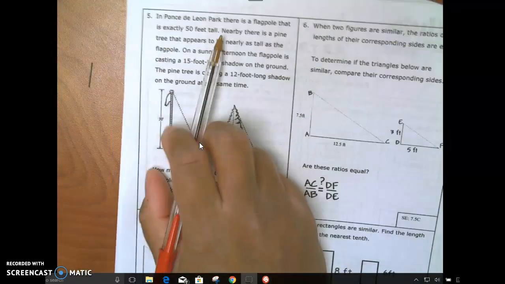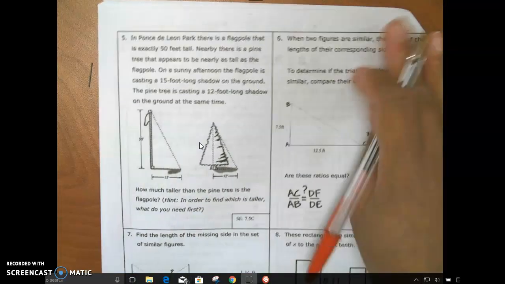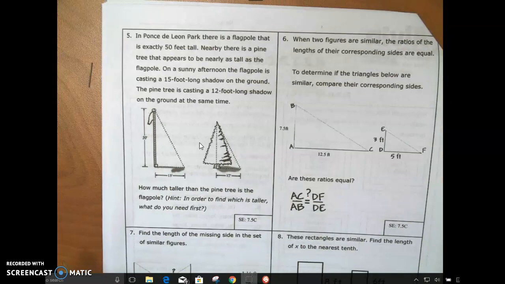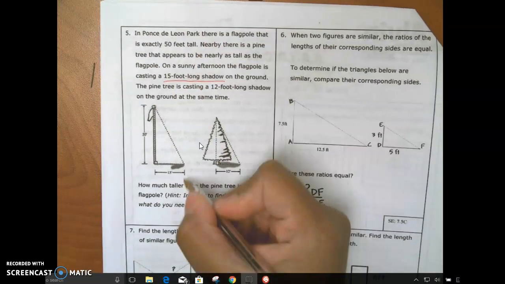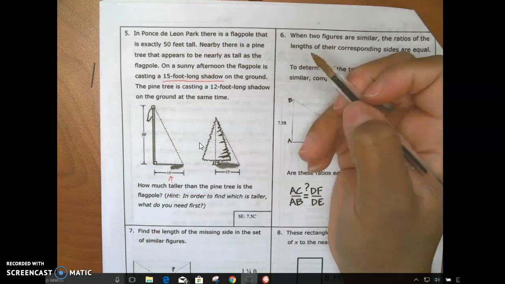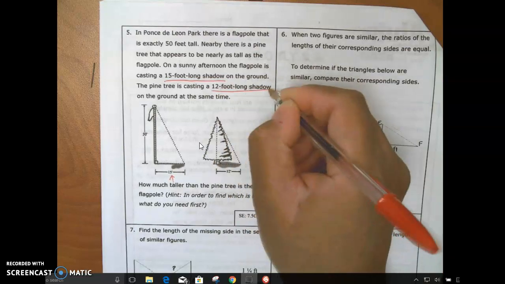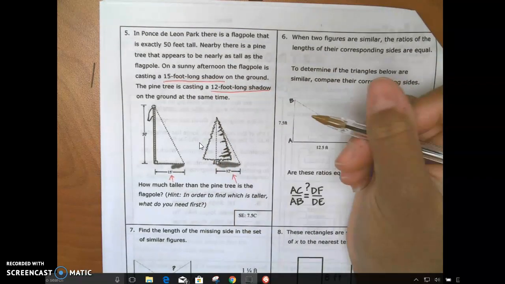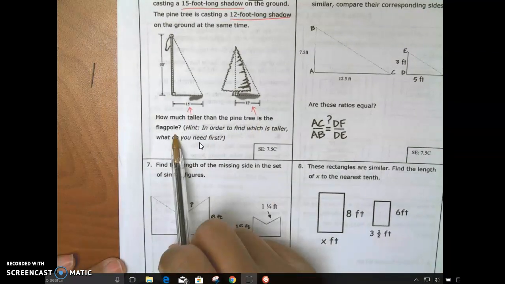In Ponce de Leon Park, there is a flagpole that is exactly 50 feet tall. Nearby, there is a pine tree that appears to be nearly as tall as the flagpole. On a sunny afternoon, the flagpole is casting a 15-foot long shadow. So, there's the shadow. On the ground, the pine tree is casting a 12-foot long shadow. There's the shadow on the ground at the same time. How much taller than the pine tree is the flagpole?